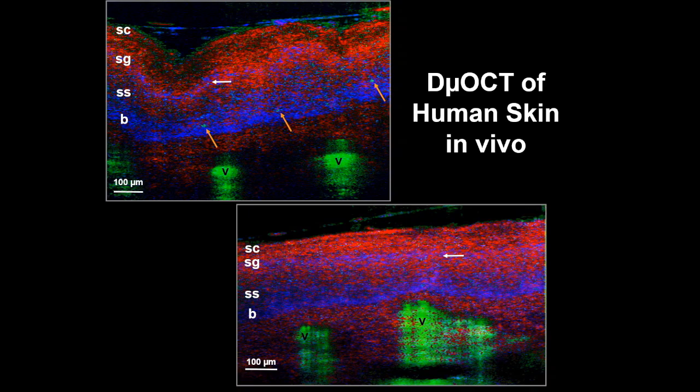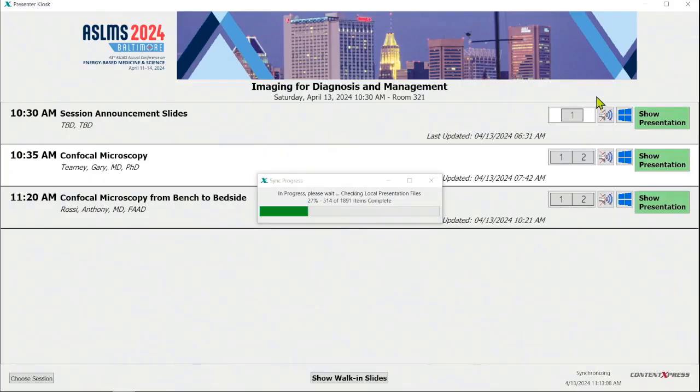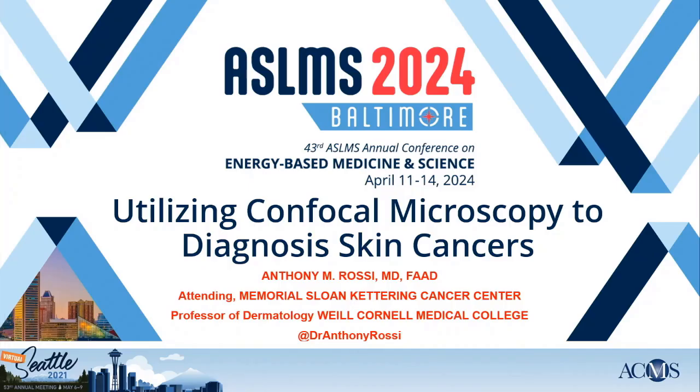No, that was an amazing lecture. One quick question: what's the most commercially available now, Dr. Tierney, out of all those? The OCT. Okay. The GI OCT, yeah. GI, coronary, retinal.